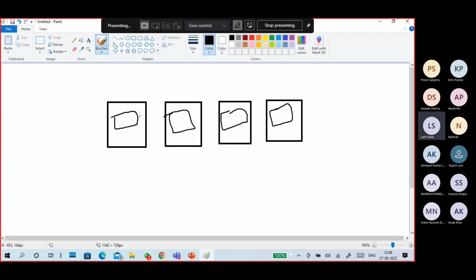I have 4 computers here. Think like that. Can I go to the 4 computers and change the background? Can I do it? Okay, think like 10 computers are there.